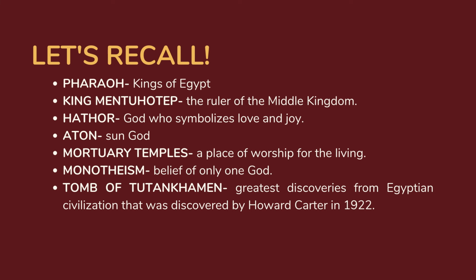King Mentuhotep is the ruler of the Middle Kingdom. Hathor, god who symbolizes love and joy. Aton, sun god. Mortuary temples is a place of worship for the living. Monotheism is the belief of only one god. Tomb of Tutankhamen is the greatest discovery from Egyptian civilization that was discovered by Howard Carter in 1922.